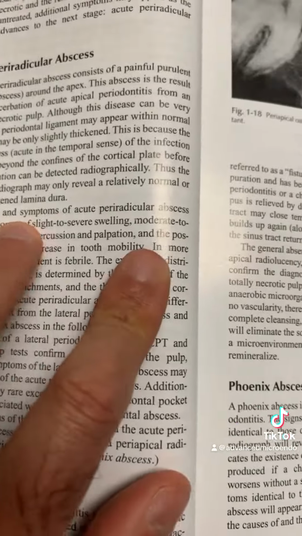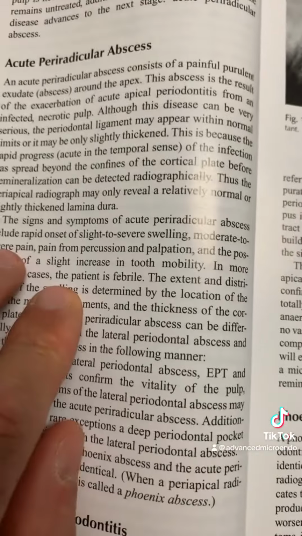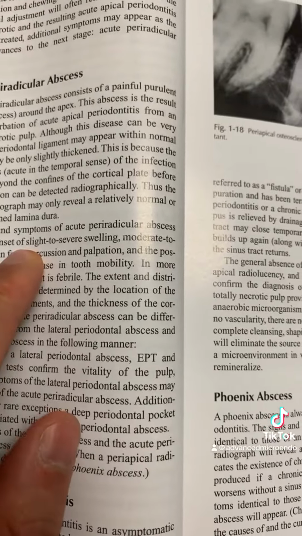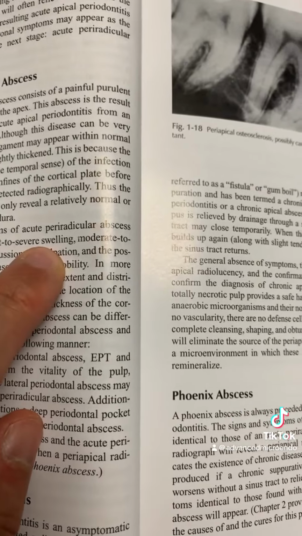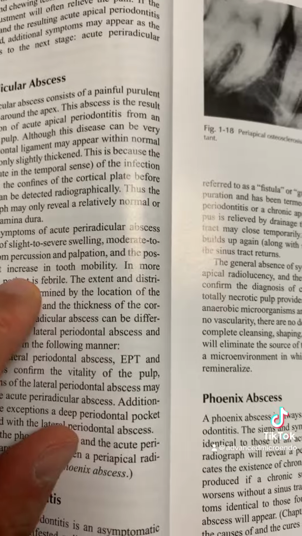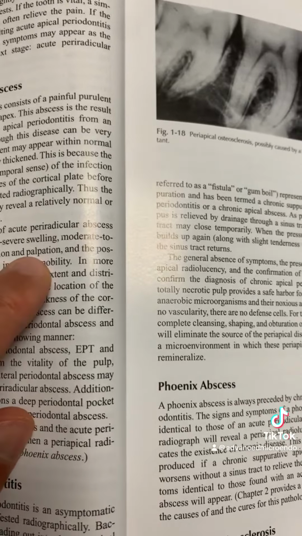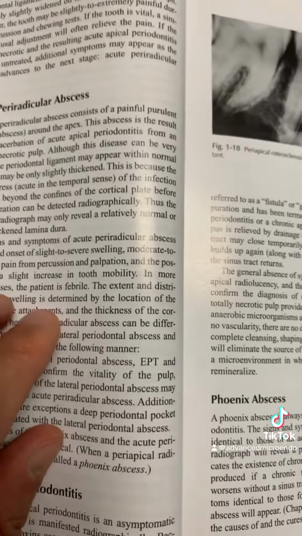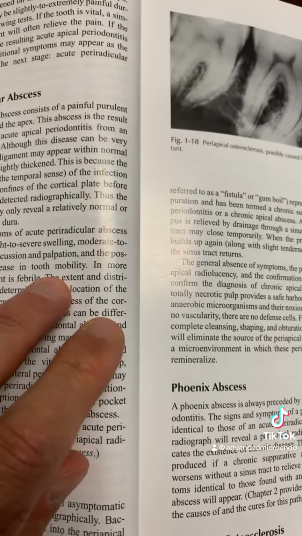The signs and symptoms of acute periradicular abscess include rapid onset of slight to severe swelling, moderate to severe pain, pain from percussion and palpation, and the possibility of a slight increase in tooth mobility.